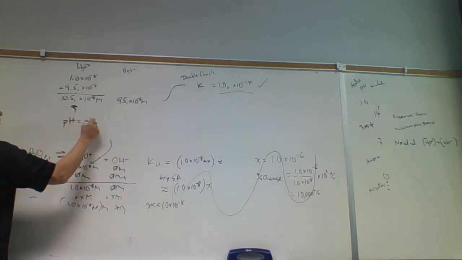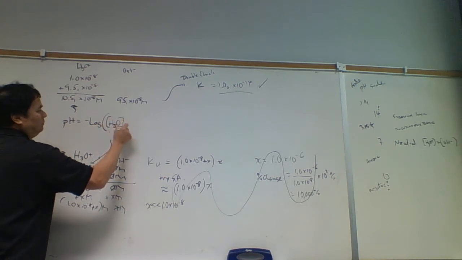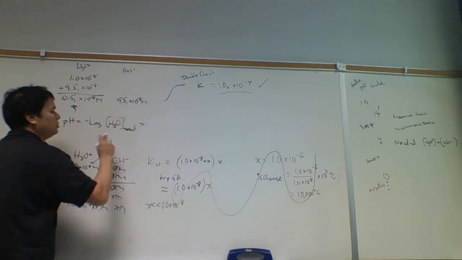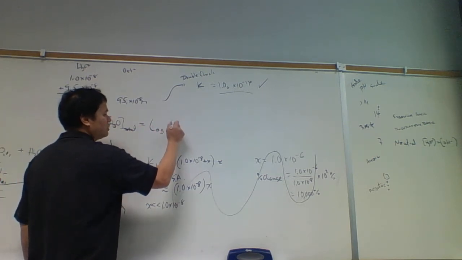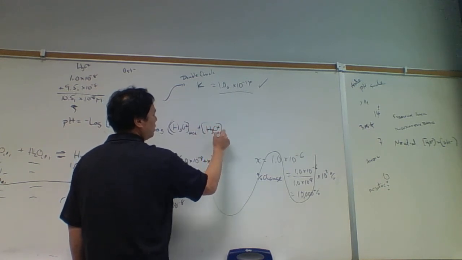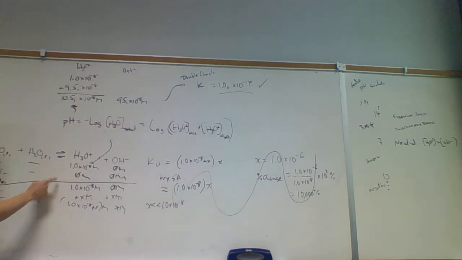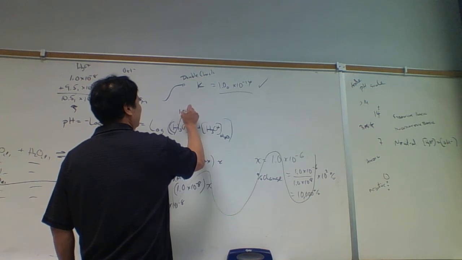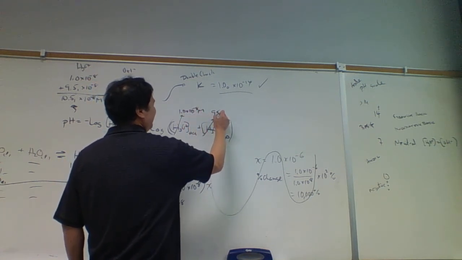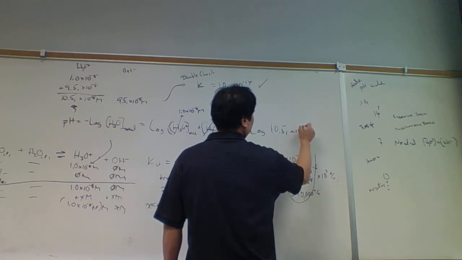The pH is going to be equal to the negative log of the hydronium. And so this is going to be the total hydronium. There are two contributors to the hydronium here. We only factored one when we did the original calculation. We're going to get the hydronium from the HCl plus the hydronium from the water. The hydronium from the HCl was 1.0 times 10 to the minus 8 molar. The hydronium from the water is the X, what we're getting additional. The X is 9.51 times 10 to the minus 8 molar. And so the total hydronium would be 10.51 times 10 to the minus 8 molar.